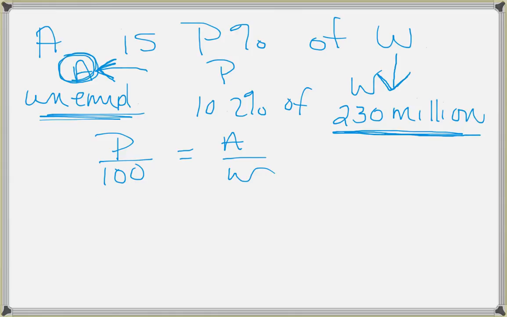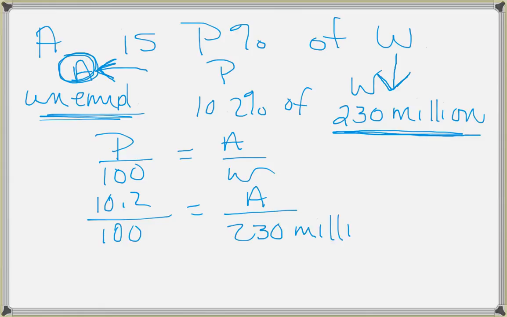So you would take 10.2 over 100. We don't know the unemployed. We do know this. And as long as we remember at the end that our answer is going to be in millions, we don't need to write that this is the number of millions. We could put 230 with 6 zeros if we wanted to, or we could just remember when we get finished to write our answer in millions.